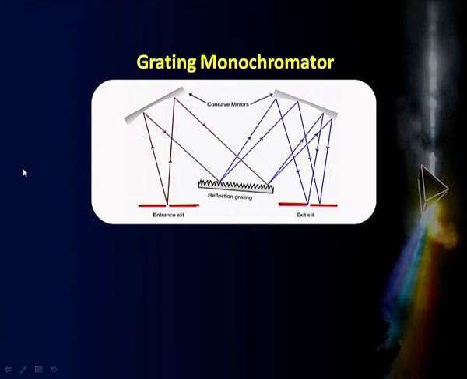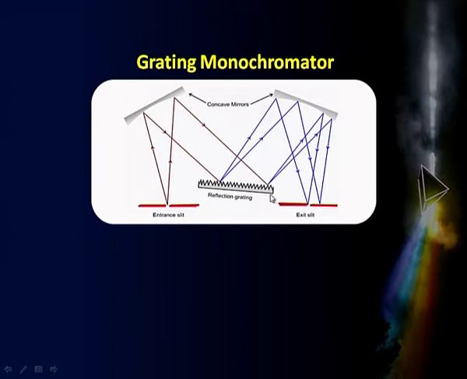What is done here is, you have some kind of a source, the radiation from the source is made to pass through an entrance slit, and from there it comes onto a concave mirror, gets reflected and falls onto the grating, and from there it gets reflected and falls on another mirror, and from there it is focused onto an exit slit here.